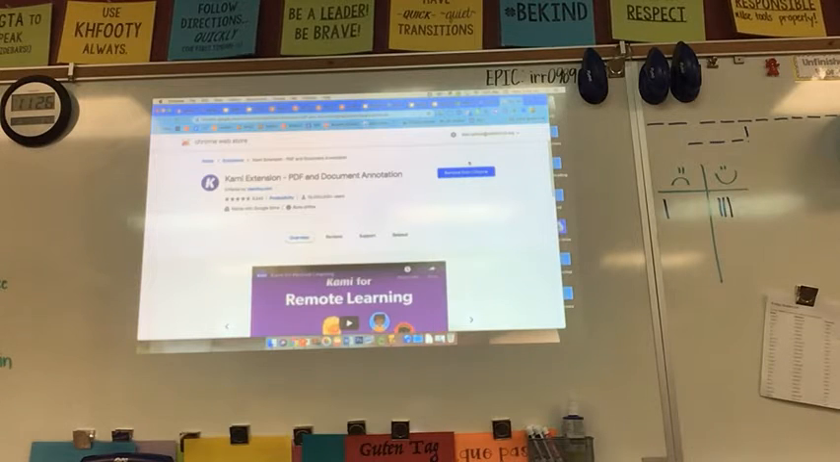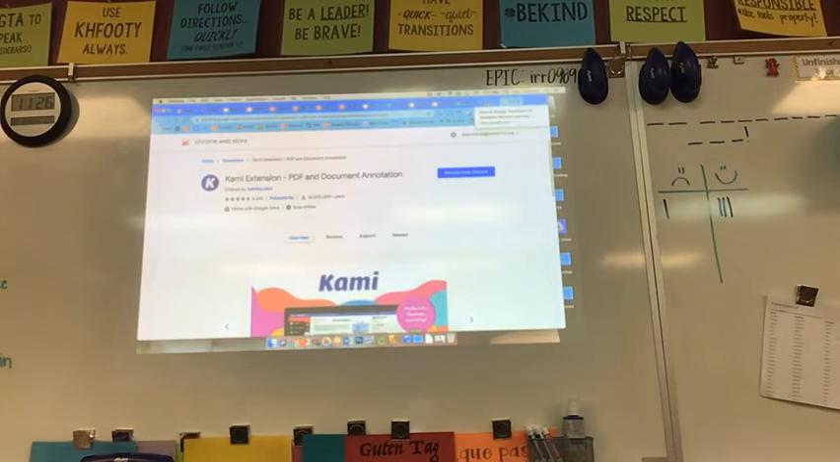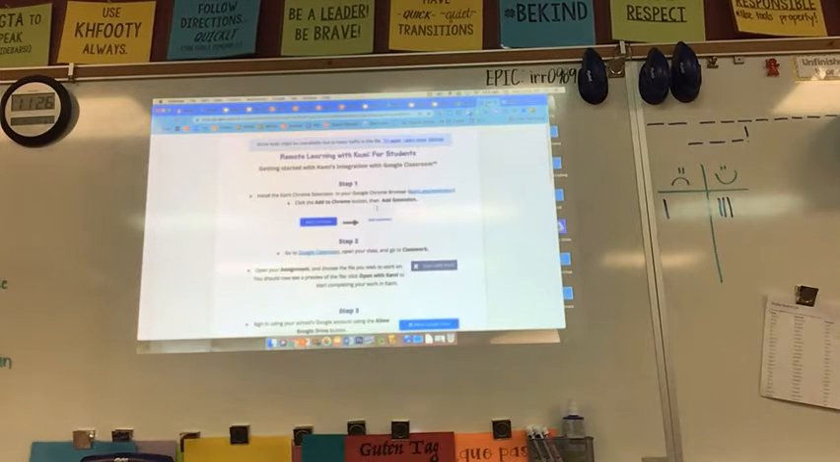Then remember how I hopped back to the file that had my instructions? It was its own tab. Oh, there it is. Step 2. Go back to Google Classroom, open your class, and go to classwork. Well, we're already in classwork in our Google Classroom, so we're going to go ahead and open the assignment and choose which file to work on.